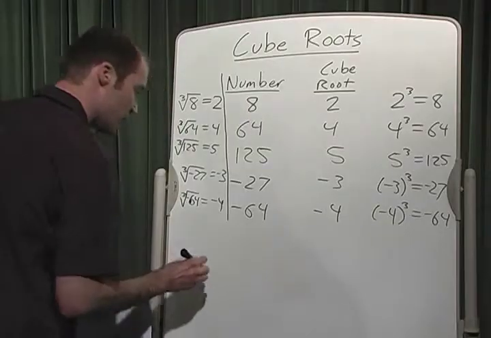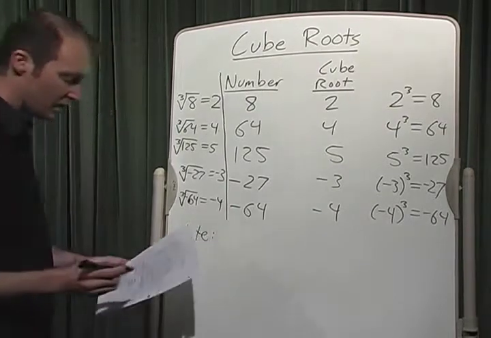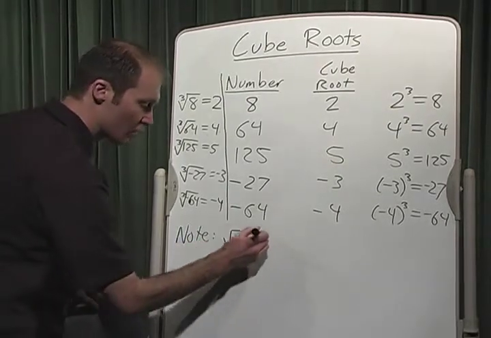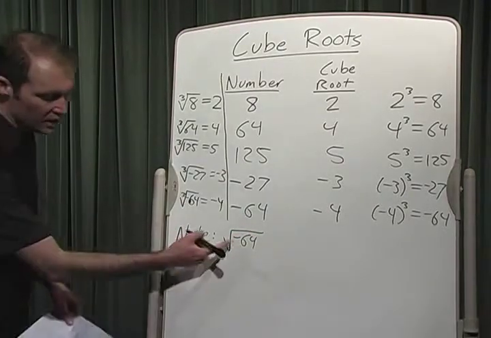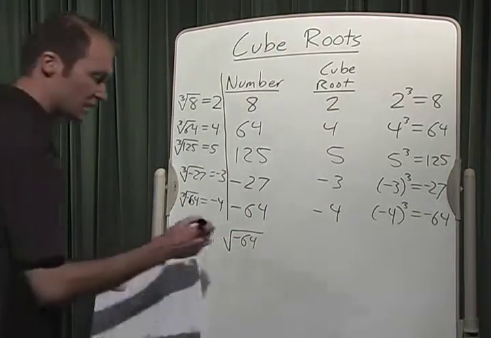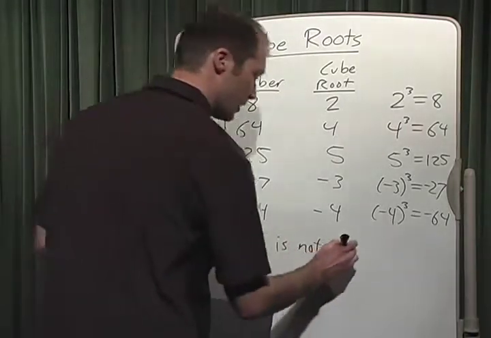So let me make a note of this. Note, if I had, for instance, the square root of negative 64, well, now I have a negative under a square root. This is not a real number.